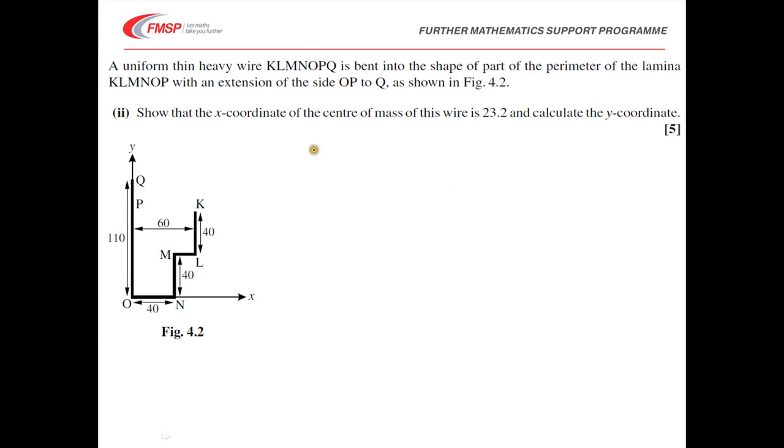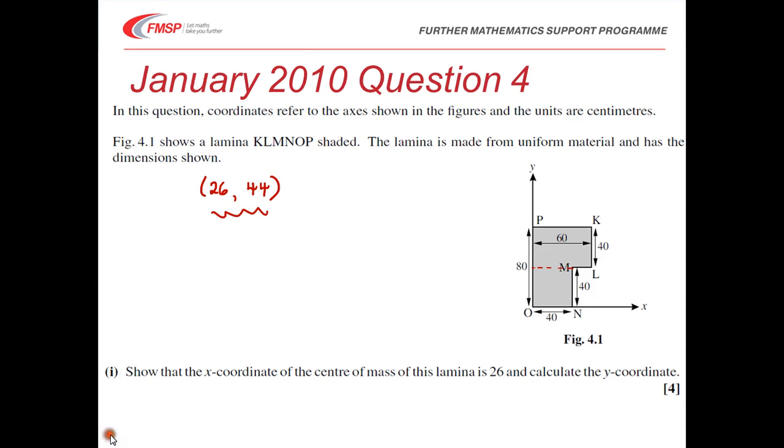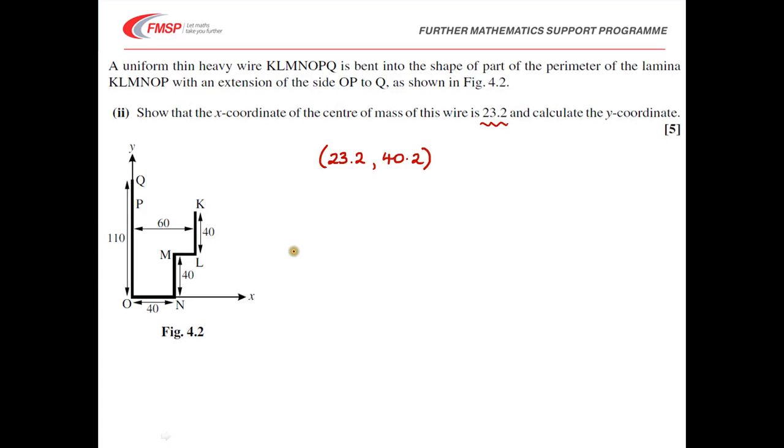This time you get a completely different location of centre of mass. You can see already here that X comes out at 23.2, and the Y coordinate using that method comes out at 40.2. So you can see, just comparing that with the previous slide, that does give quite a different value using rods or heavy wires instead of the original lamina type model.